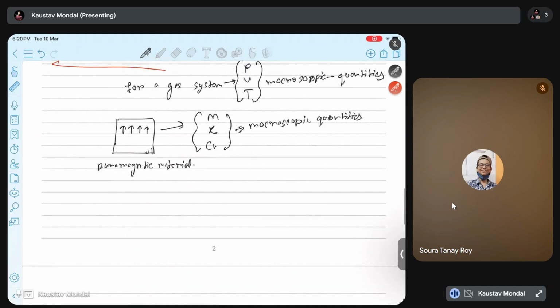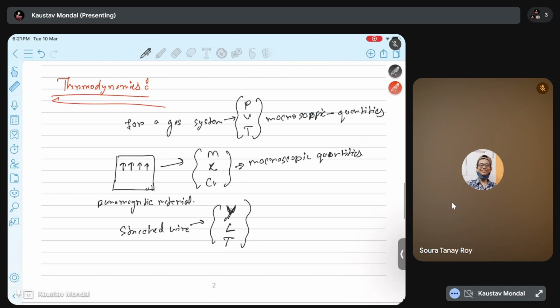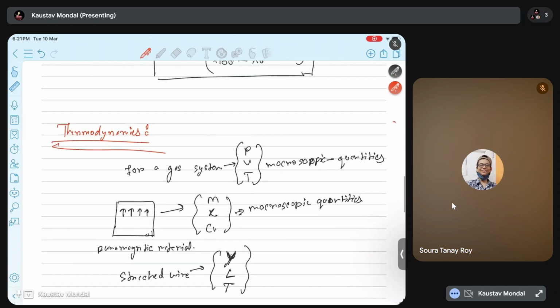Next there may be a stretched wire. A stretched wire is also a thermodynamic system. Its macroscopic quantities are the tension, which is written as capital gamma, the length, and the temperature. Basically, how these macroscopic quantities behave, that we will learn in the course of thermodynamics.